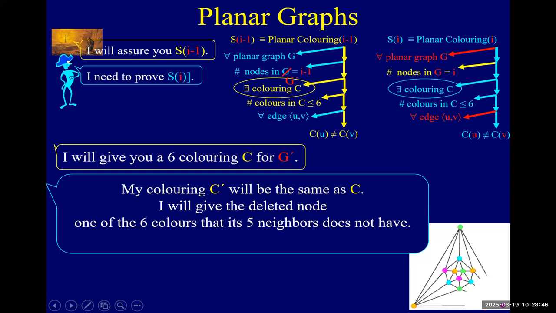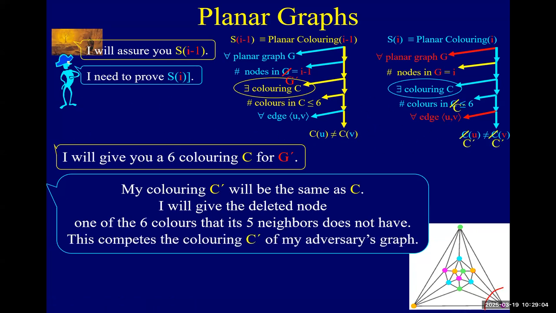And what do I need to do? I need to find a color for this. Well, there are at most 5 colors here, because I only have 5 neighbors. So I color it with the 6th color. Everybody get that?